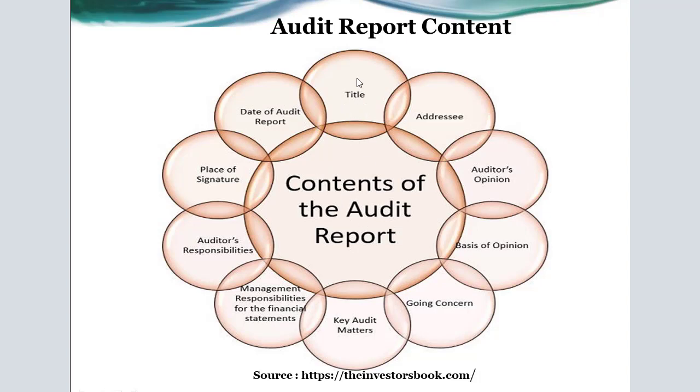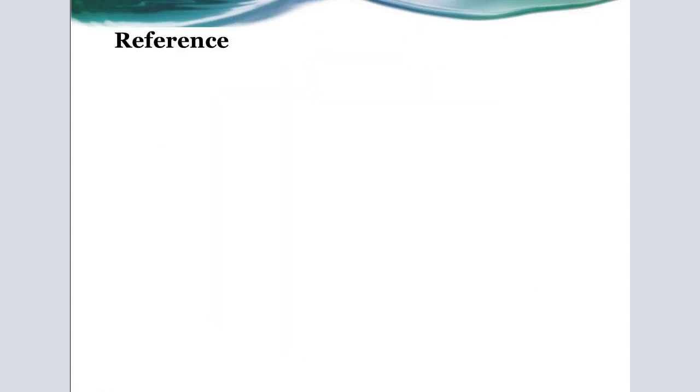At the end of this slide, we have another issue about the audit report content. Okay, it must contain the title, the address of the facility, the auditor's opinion, the basis of the opinion, going concerns, the key audit methods, management responsibilities, auditor's responsibilities, place of signature and date of the audit report, and so on.